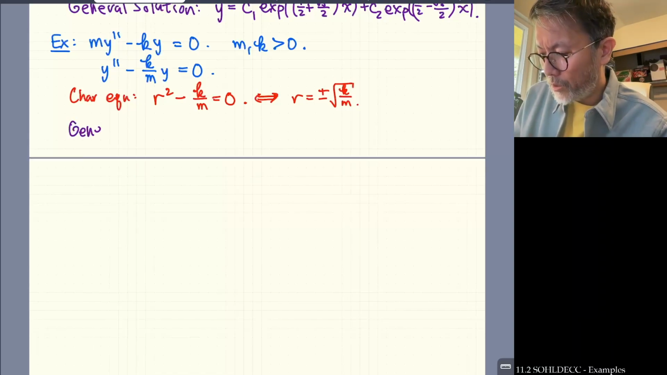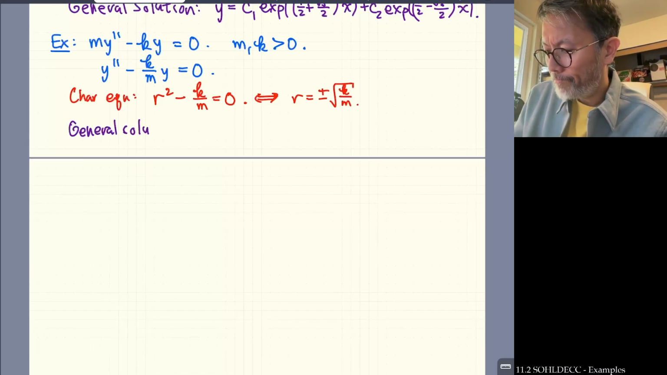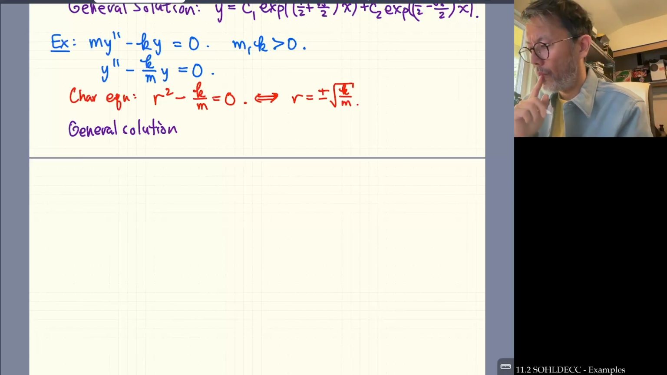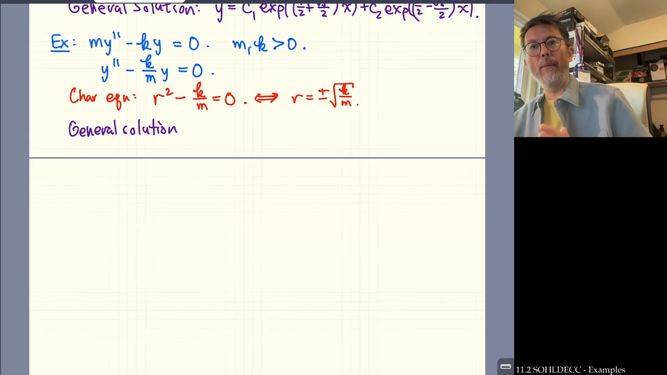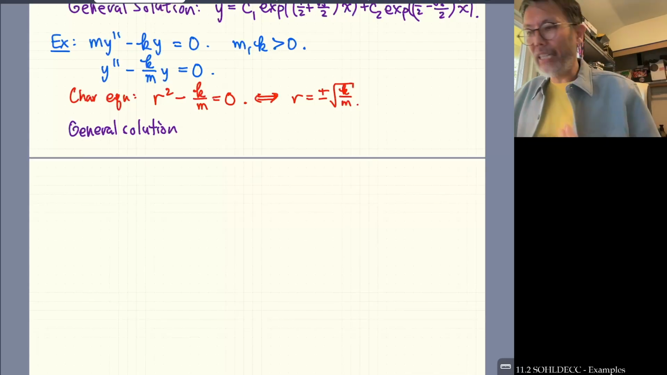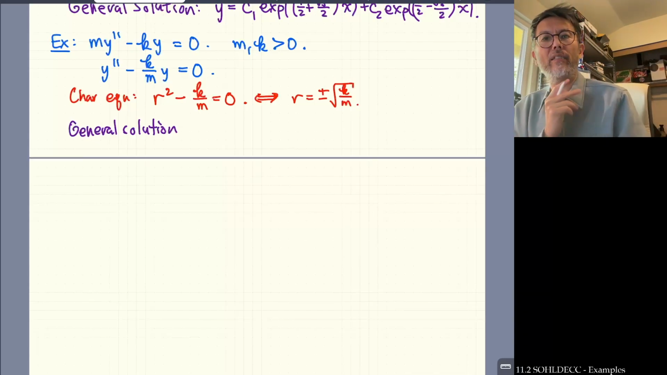So that the general solution, and by the way, the square root of k over m is a real number precisely because m and k are positive constants here.